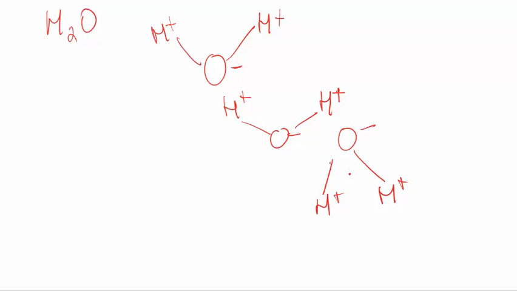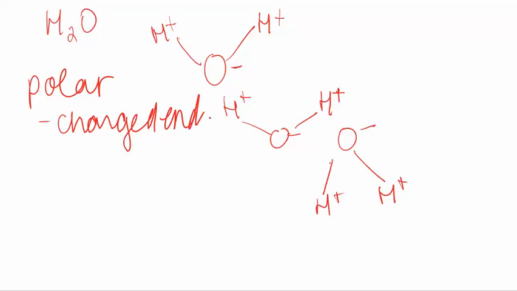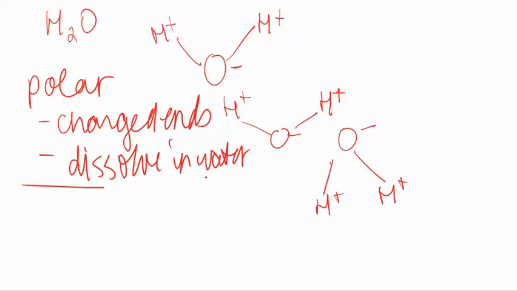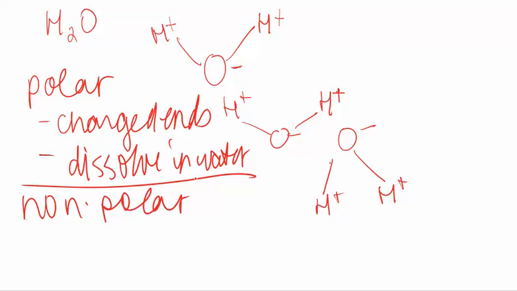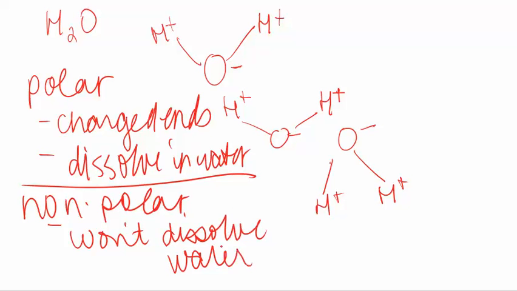Now, if a molecule has a slightly negative charge and a slightly positive charge, it's called a polar molecule. So it has charged ends, and it will dissolve in water. Now, if a molecule is nonpolar, it's just the opposite. It does not have charged ends, and it won't dissolve in water. So keep that in mind as I talk about the cell membrane.